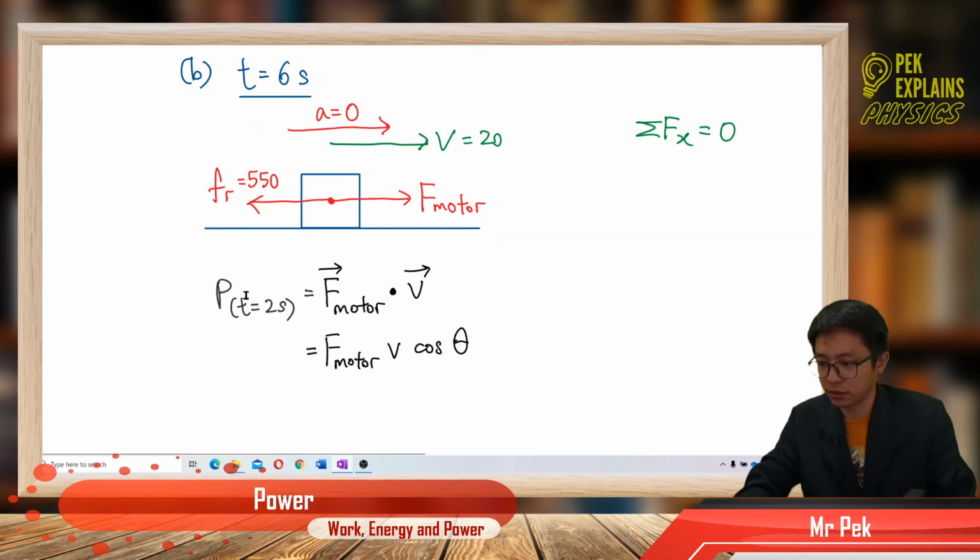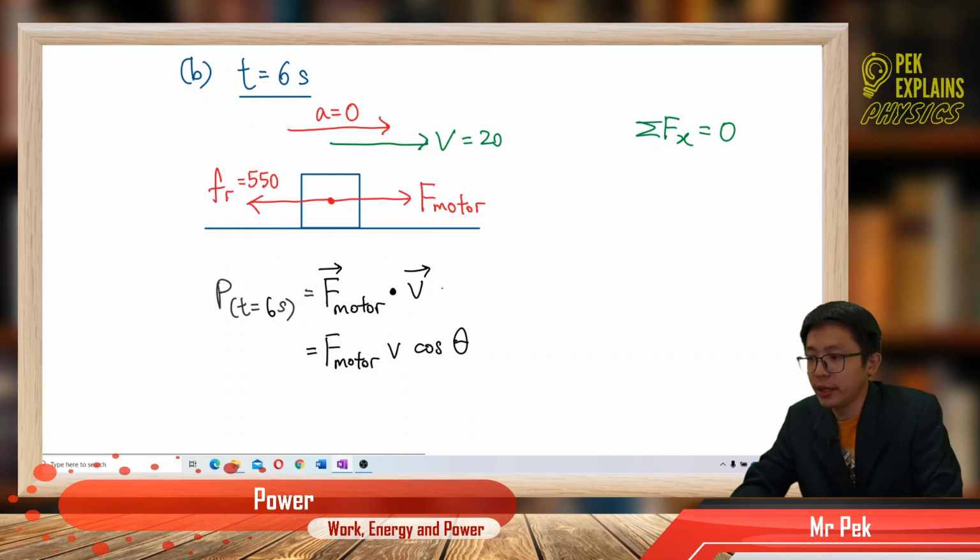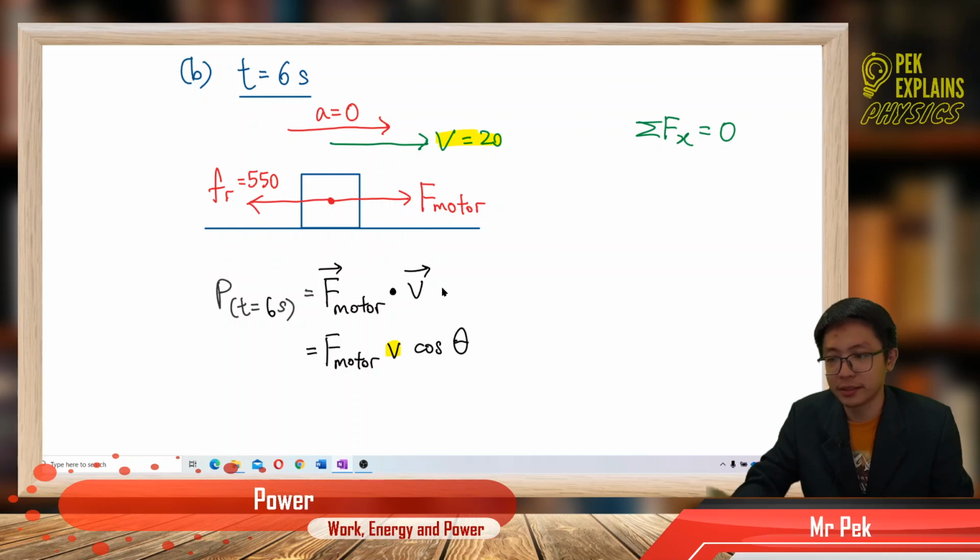So power at 6 seconds. We also use F dot V. The power of the car is the force of the motor times velocity, so Fv cos theta, with the force of the motor only. Now, we already have the velocity, which is 20. At 6 seconds, the velocity is constant already, at 20.